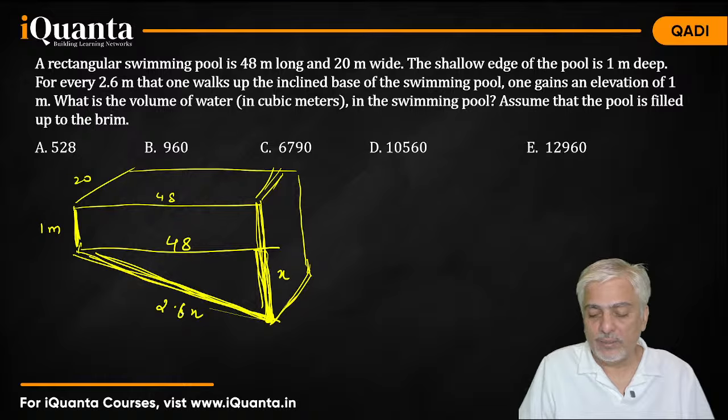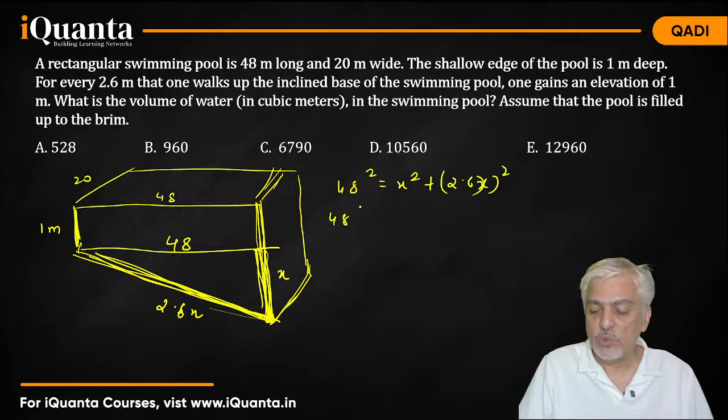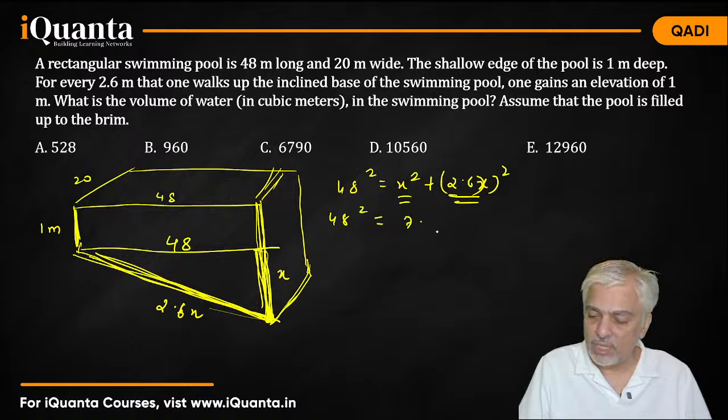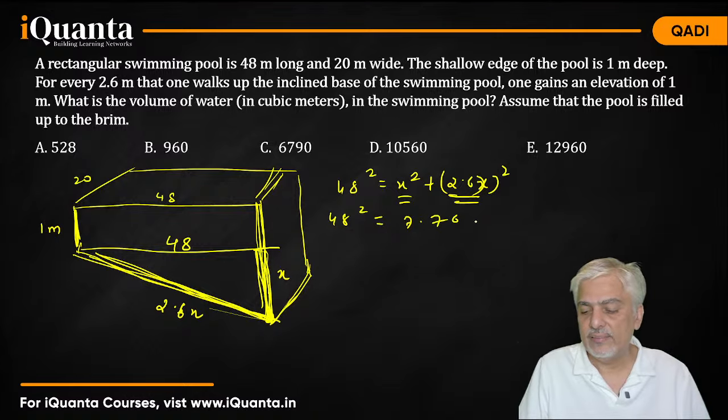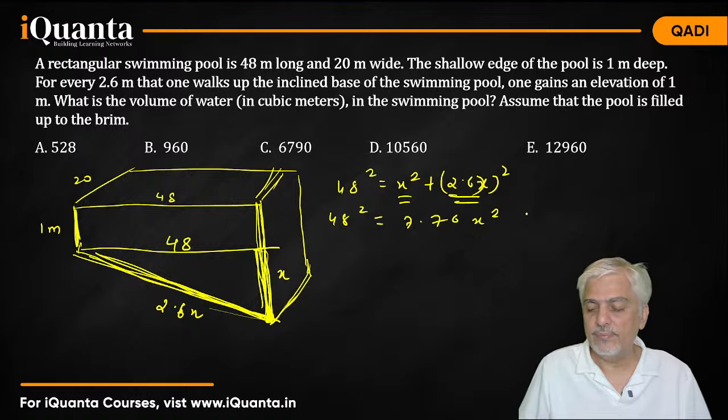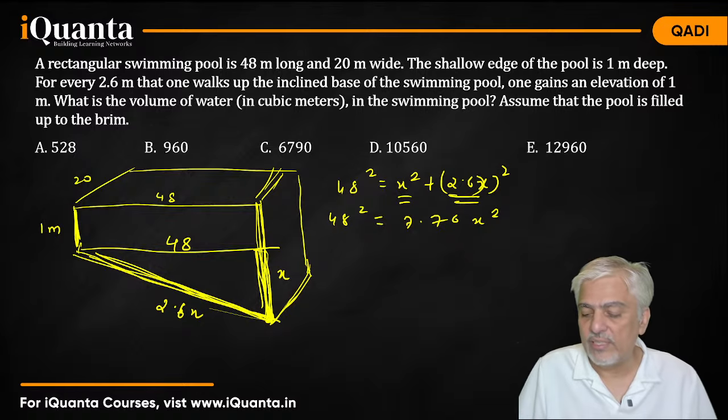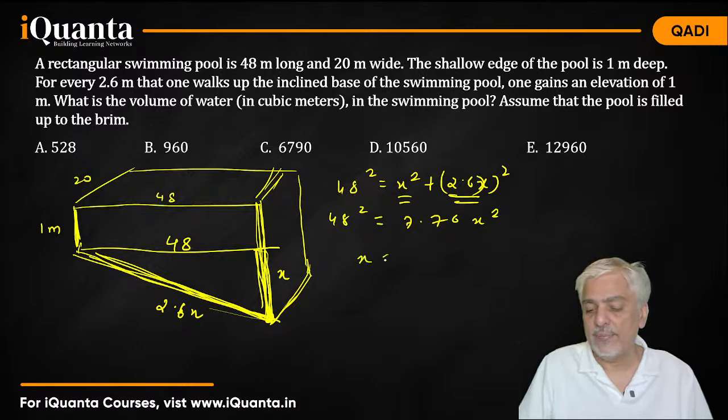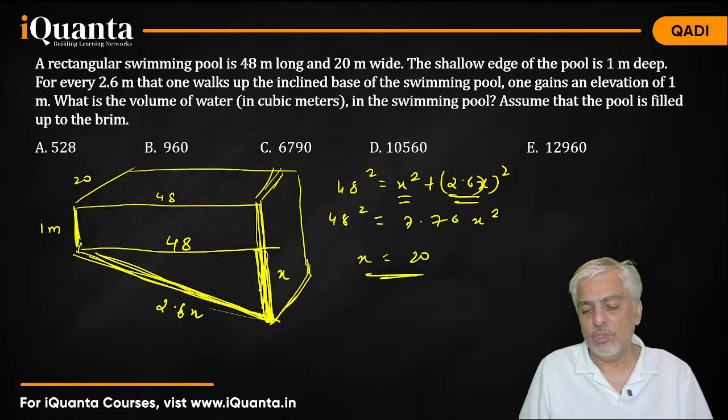So now you can take Pythagoras over here. 48 square is equal to x square plus 2.6 square. So 48 square is equal to 6.76 plus 1, 7, or am I making a mistake? Yeah, 7.76 x square. Solve it out. I think you get this. If you solve it out very carefully, you get x is 20. You get x as 20, and then you can do a lot of things.